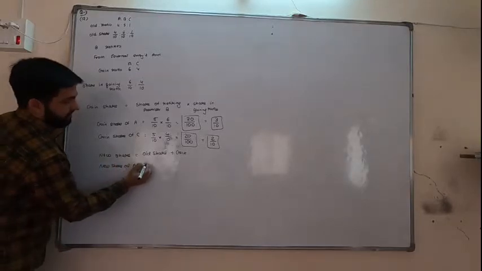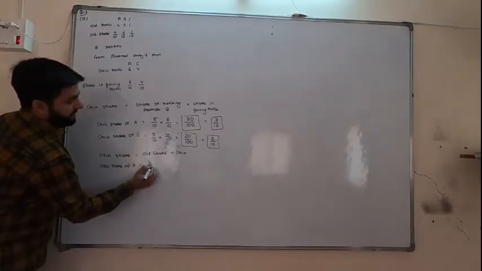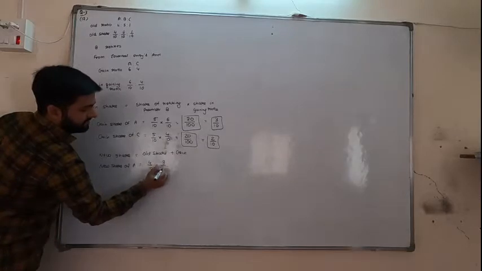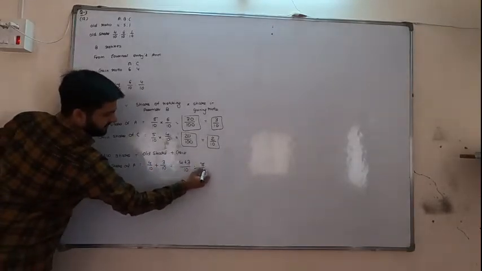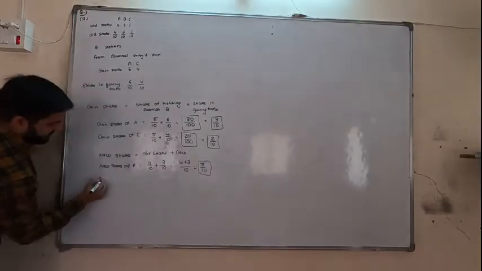New share of A, old share is 4/10, gain is C, 3/10. We can now do it directly. 4 plus 3/10 is 7/10.